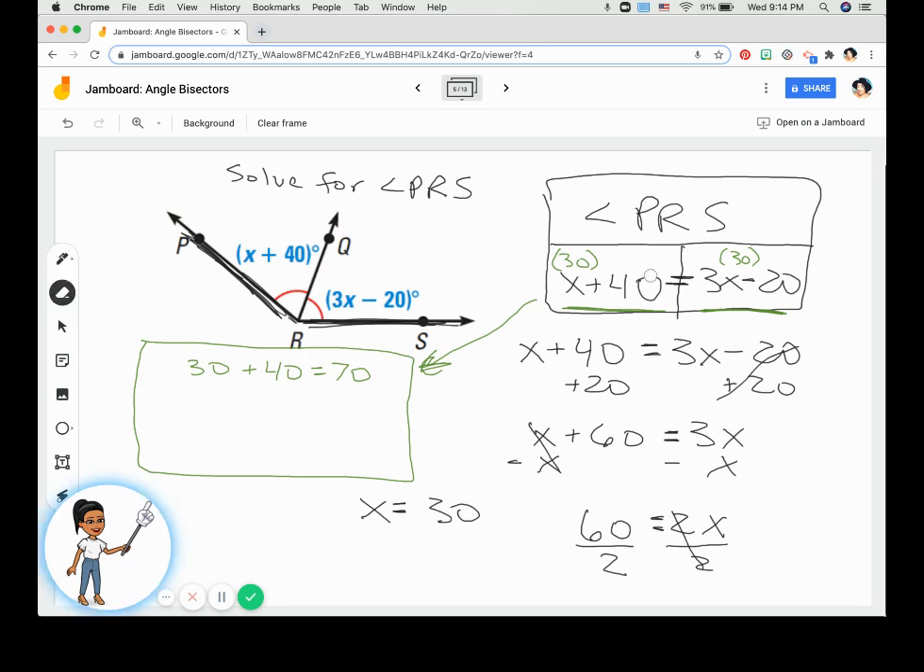So now I can erase all of this ugliness because I know that this is 70. And I know that 70 is also this ugliness because both angles are equal to each other. So I can just erase that. This is equal to 70. So now the question remains, what is angle PRS? Well, when I add 70 and 70 together, I get that angle PRS is equal to 140 degrees.